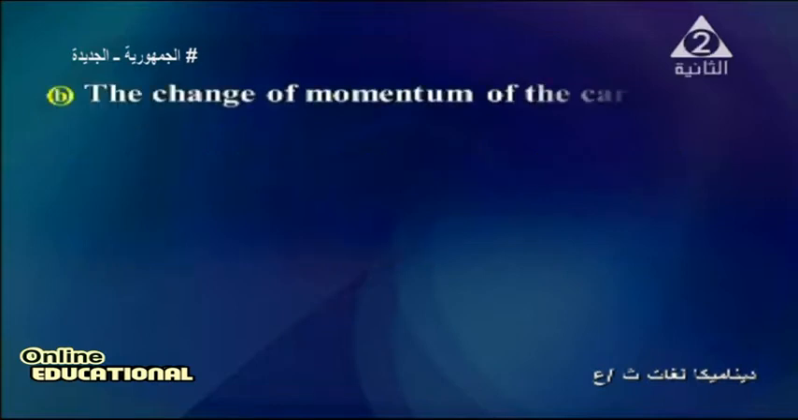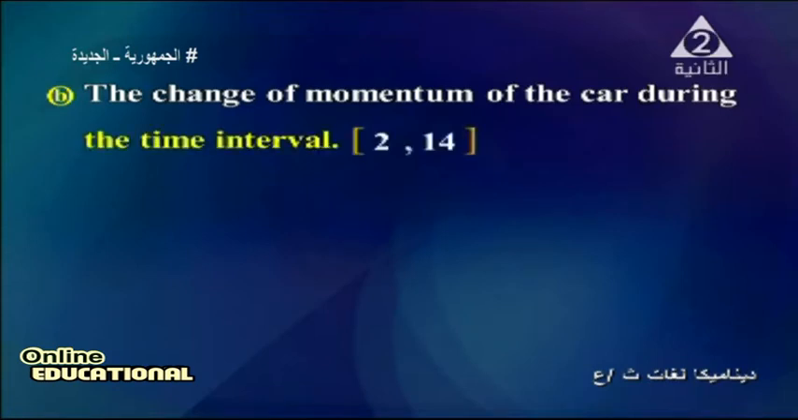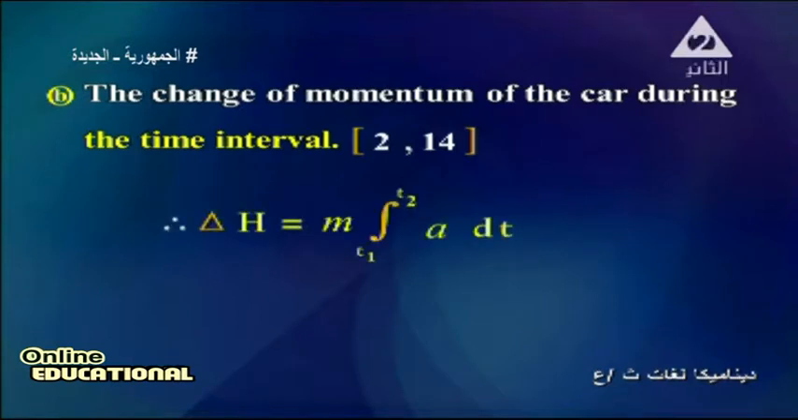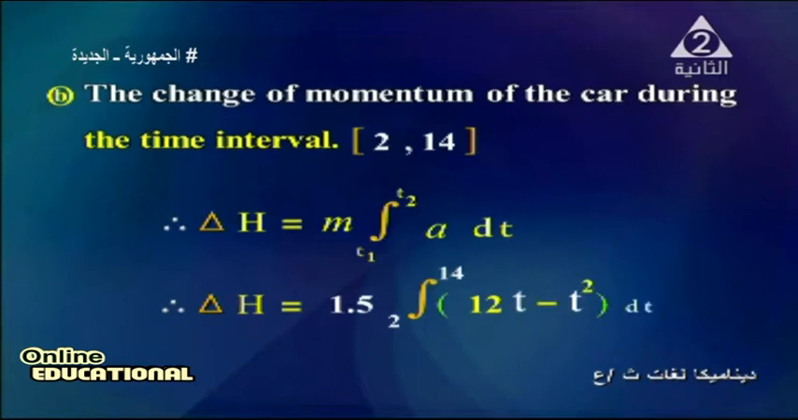Now the second required: the change of momentum of the car during the time interval 2 to 14. Now delta H equals m times the integration of a dt from t1 to t2. Then delta H equals the mass of the car, 1.5, times the integration of the acceleration function 12t minus t power 2 with respect to time t from 2 to 14.